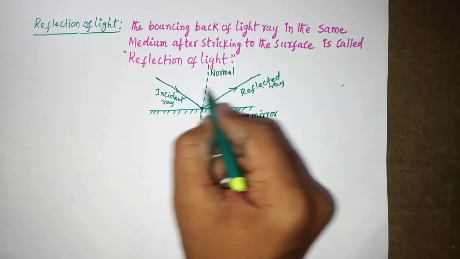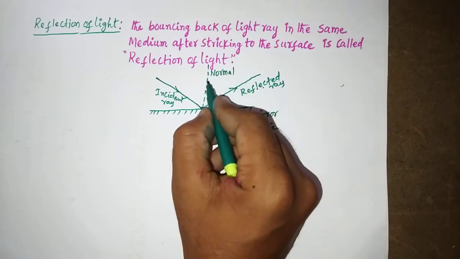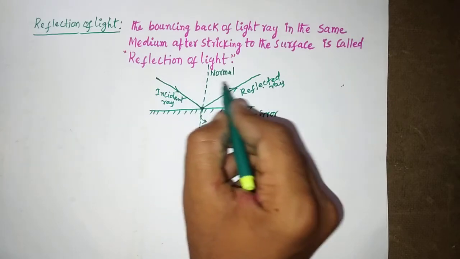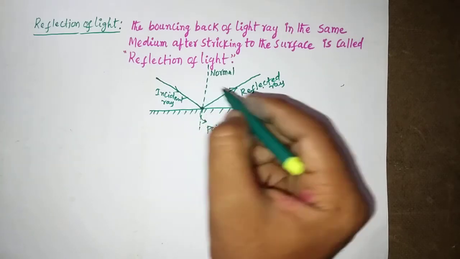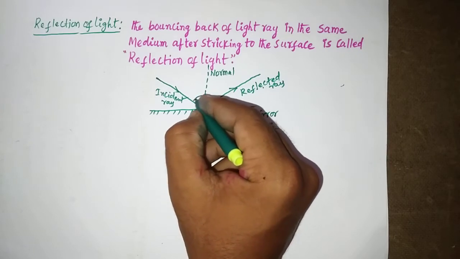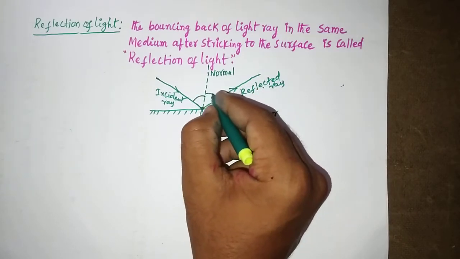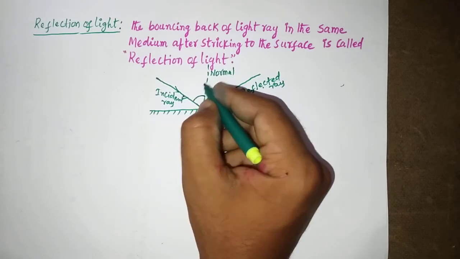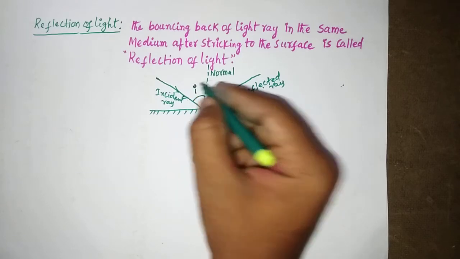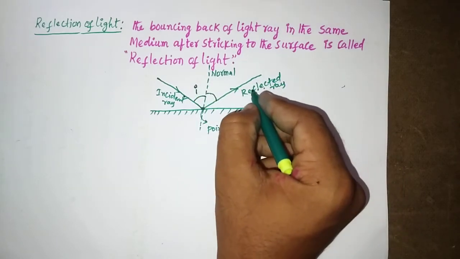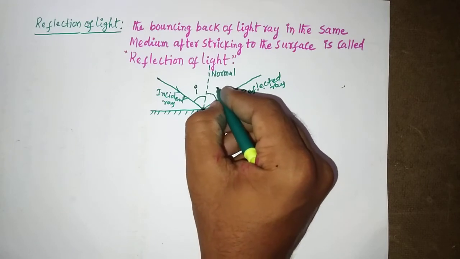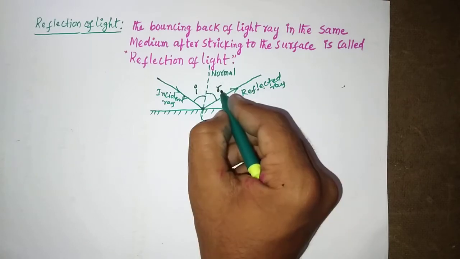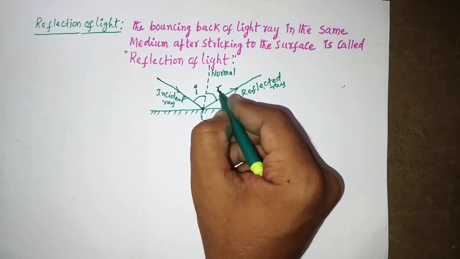In between the incident ray and the reflected ray, we draw the imaginary line. That imaginary line divides the angles equally, this angle and this angle. The angle between the incident ray and the normal is taken as I, and the angle between the reflected ray and the normal is taken as R. I means angle of incidence and R means angle of reflection.